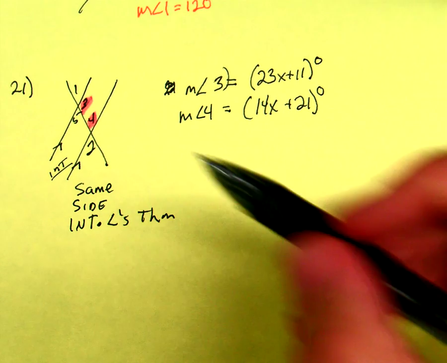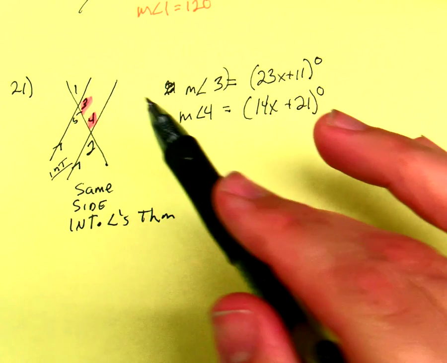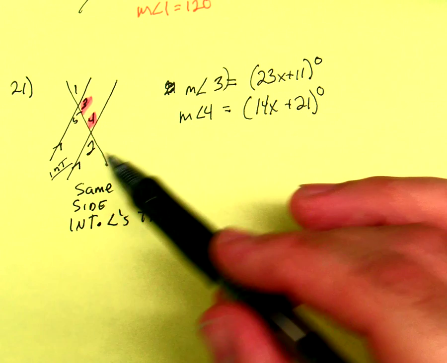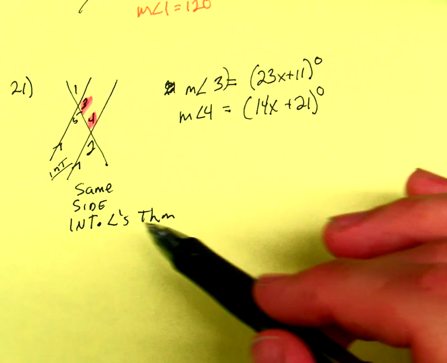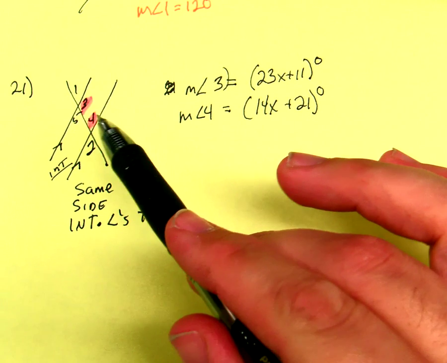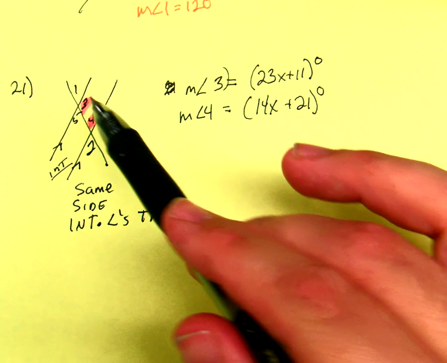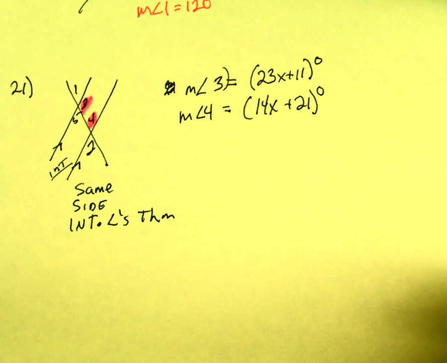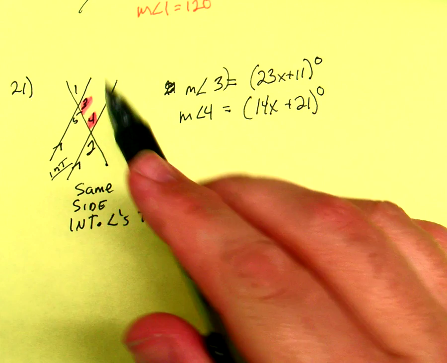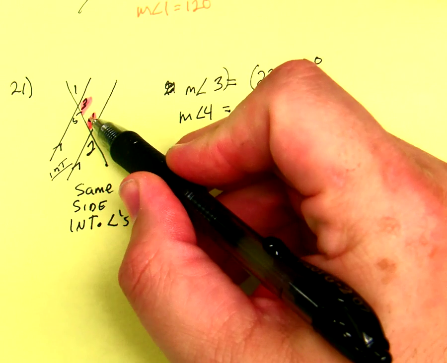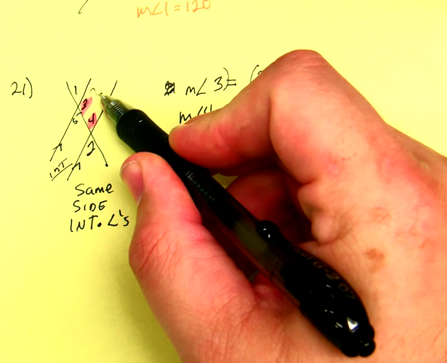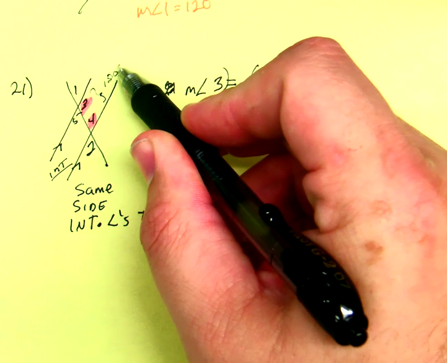these two. What do I know about angles 3 and 4? What does the same side interior angles theorem tell me? Are they going to be equal to each other, or am I going to add them up and they're going to be equal to 180? I'm going to add them up and they'll be equal to 180 degrees. So whenever you have the same side like this, these two together are 180 degrees.